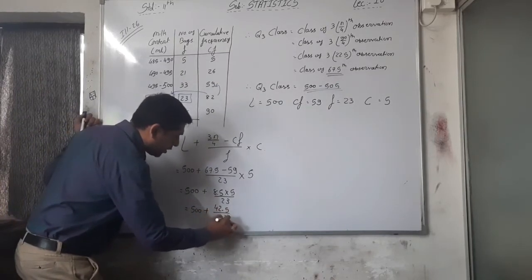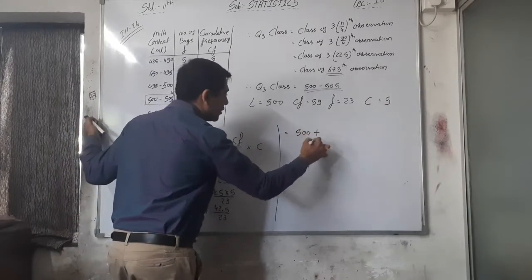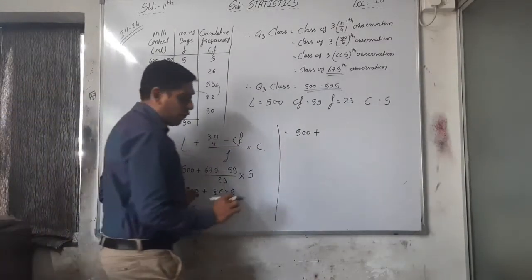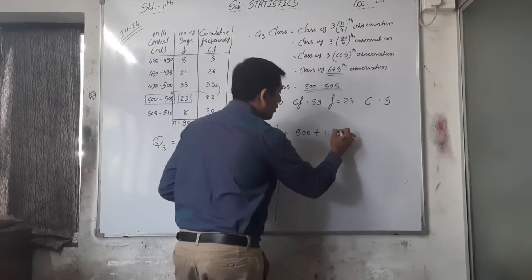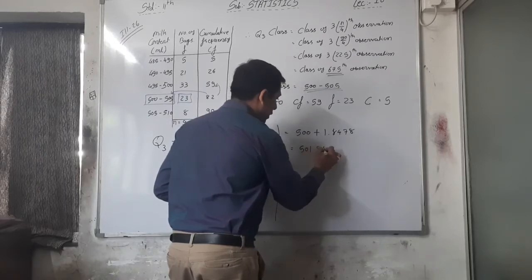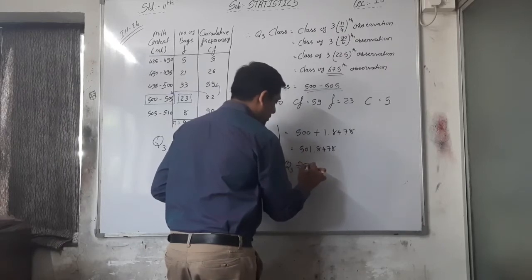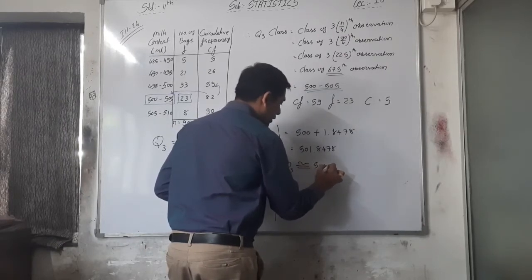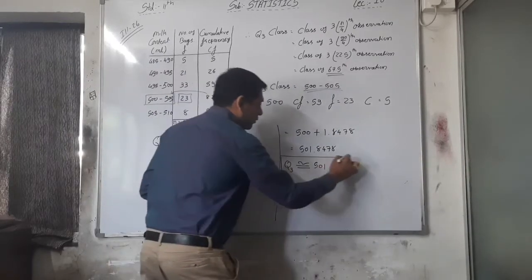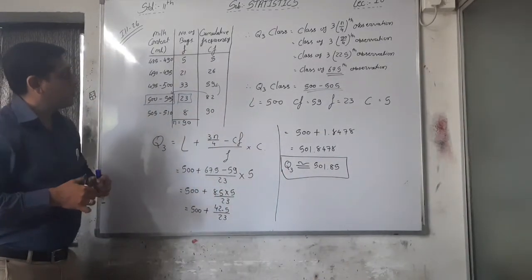So 500 plus 42.5 divided by 23, that is 1.8478. So the total is 501.8478. Your approximate answer for Q3 is 501.85. See here, this is your Q3.